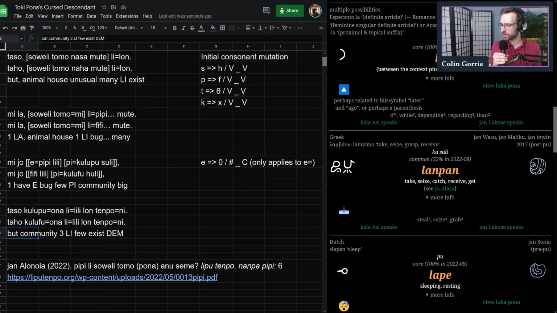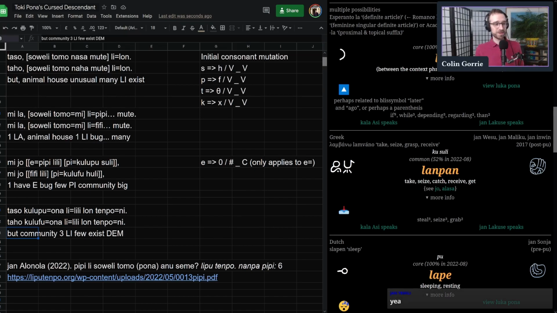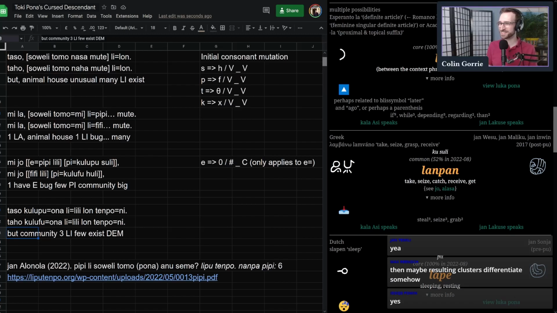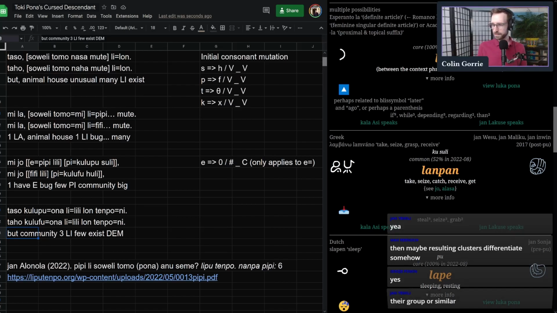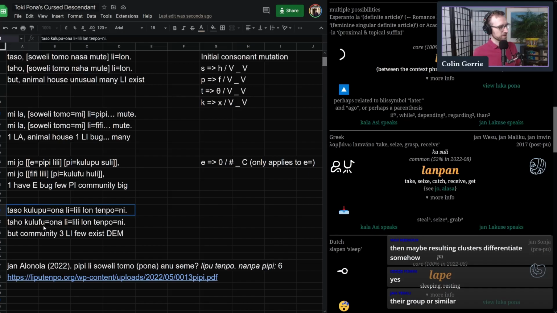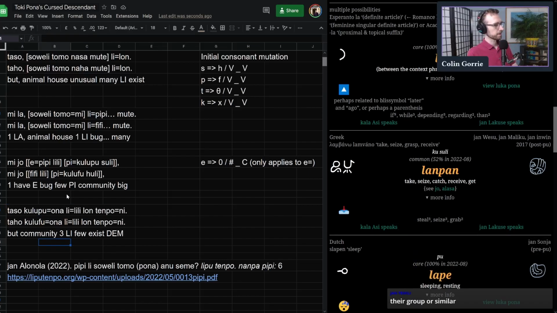That's my question for those more knowledgeable. Chromatech, what are we doing to poor Toki Pona? We're applying the ravages of time. Okay. So the first thing we're doing is this lenition, which will give us initial consonant mutation. And then after that, there are many more things that we will do.